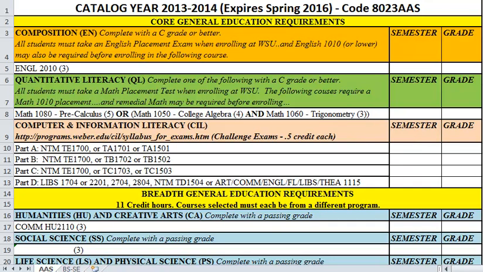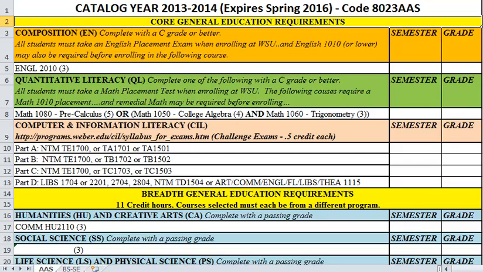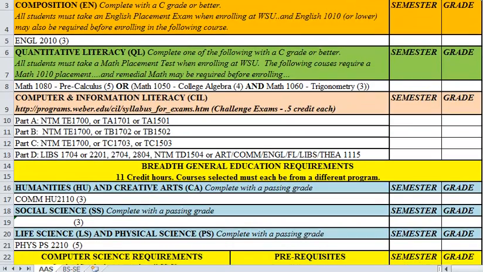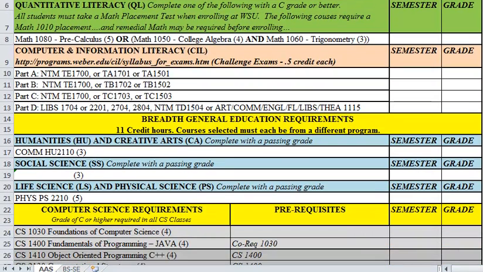As far as general eds, because this is an Associate of Applied Science, we're only going to require you to take 3 general education classes your first year of our program. One of those classes is a Communications Humanities class for 3 credits, then a Social Science of your choice, and Physics 2210. So you can take those at the same time as you're taking your computer science classes, your math classes, your computer information literacy. All of this is part of the Associate of Applied Science.